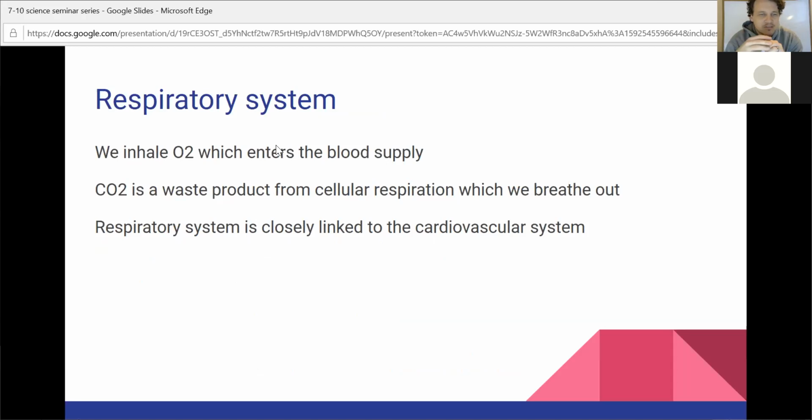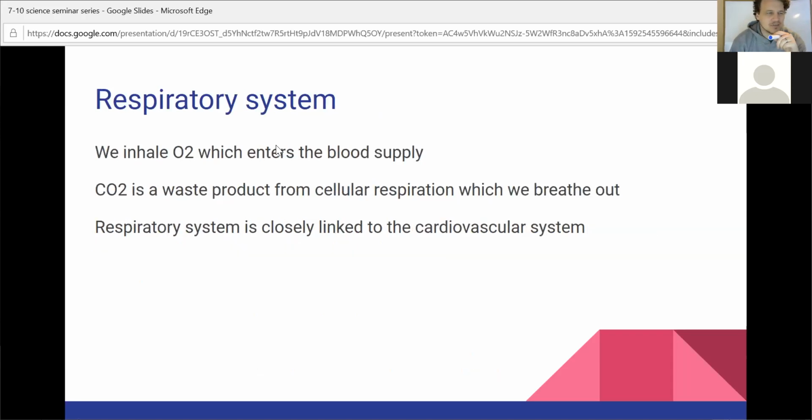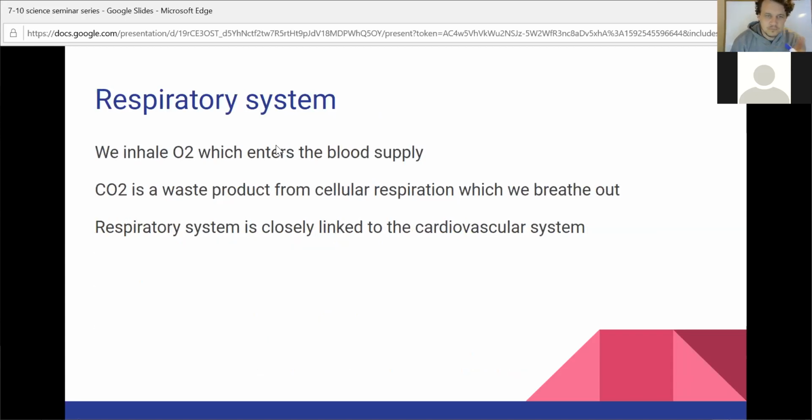So respiratory system, we inhale O2, which enters the blood supply through the lungs. CO2 is picked up by the cardiovascular system, or sometimes called the circulatory system. I mean, that's what I'm going to use. That's the textbook I was looking at. Respiratory system, the CO2 is this waste product from creating energy from oxygen and sugar.